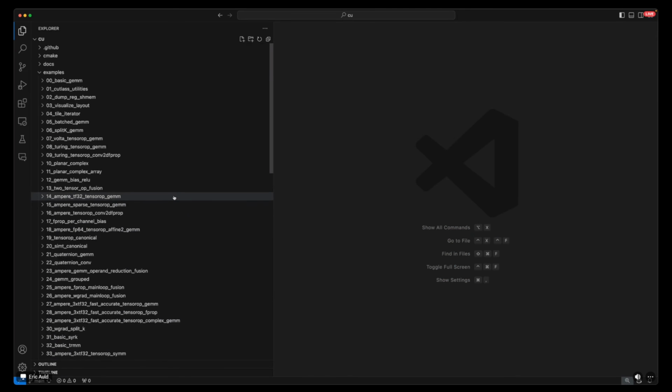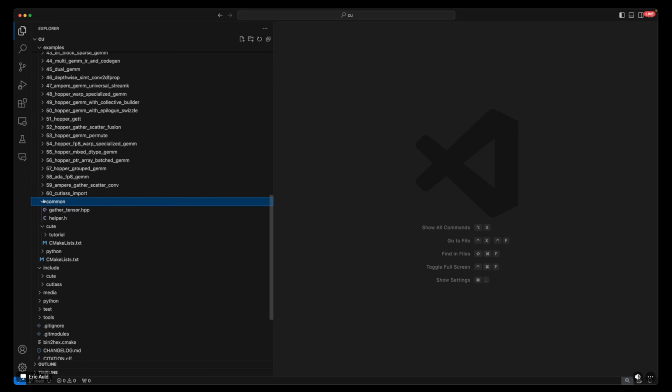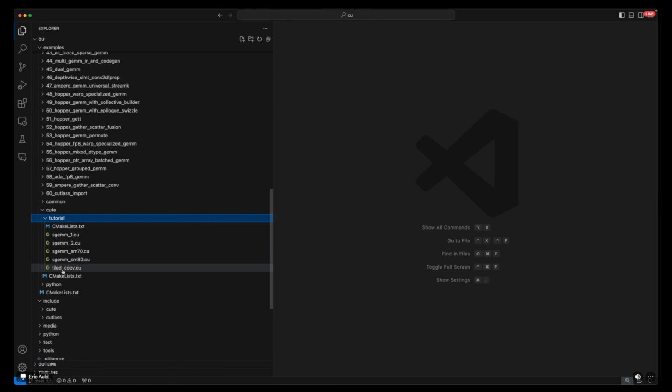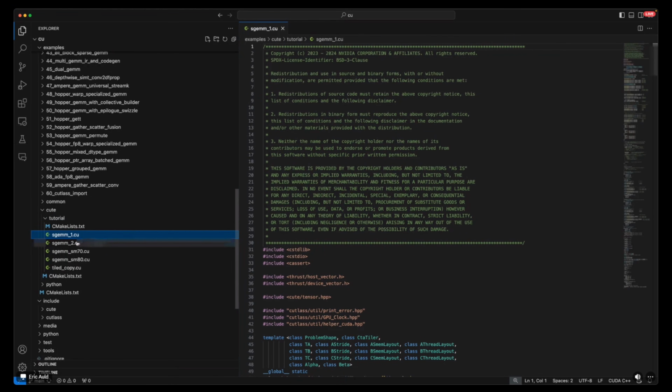When you go to the examples, there's a lot here, like 50 or 60 examples. And then there's a separate folder called CuTe. I'm not sure I understand what this common folder is. I never used it. It might just be little helper methods. There's a CuTe tutorial, and it proceeds through different ways of doing this.